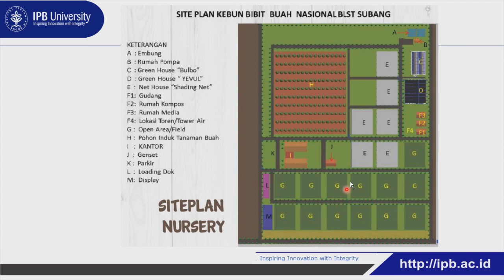And we have a greenhouse here for mother plants, and we even have an orchard to attract people to come, and a reservoir and other important parts, such as this is the media house, and this is the warehouse, and so on.